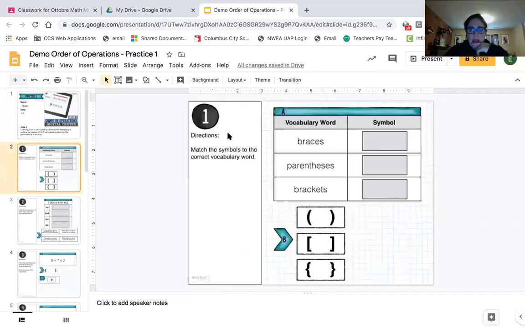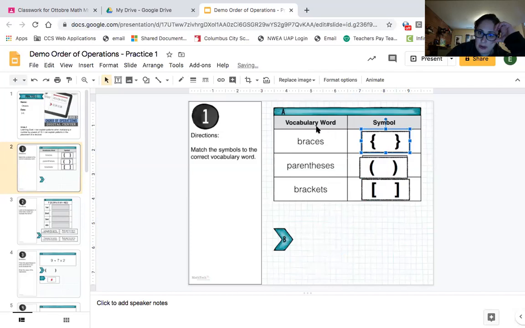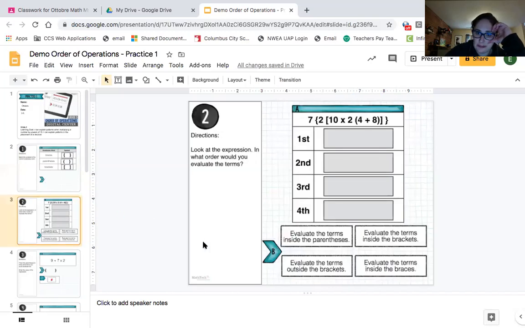We haven't gone over these, so I'm going to go over these with you right now. Directions: match the symbols to the correct vocabulary word. These are called parentheses. These box-looking things are called brackets. And these things are called braces. Now, all of these and fraction bars all count as the P in the PEMDAS thing in the order of operations.